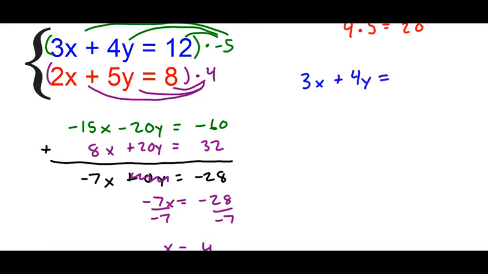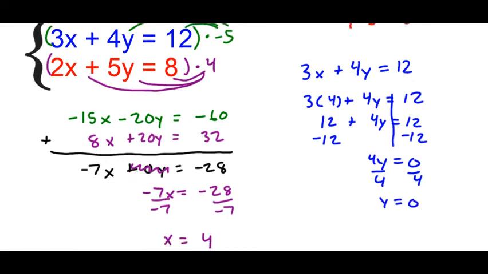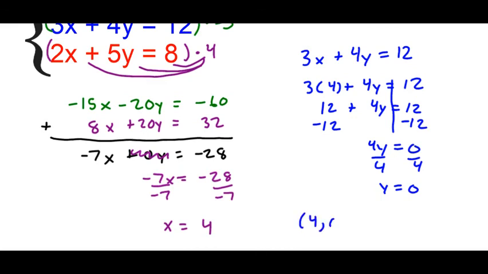3x plus 4y equals 12. And what I'm going to do is replace x with 4. So 3 times 4 plus 4y equals 12. So let's see. I get 12 plus 4y equals 12. Subtract 12 from both sides. So I get 4y equals 0. That's perfectly fine. I can have 0. Divide both sides by 4. And I get y equals 0. So my solution here is the point (4, 0).